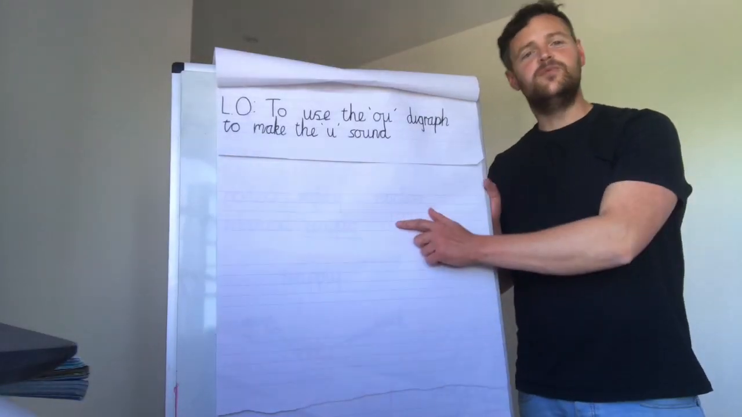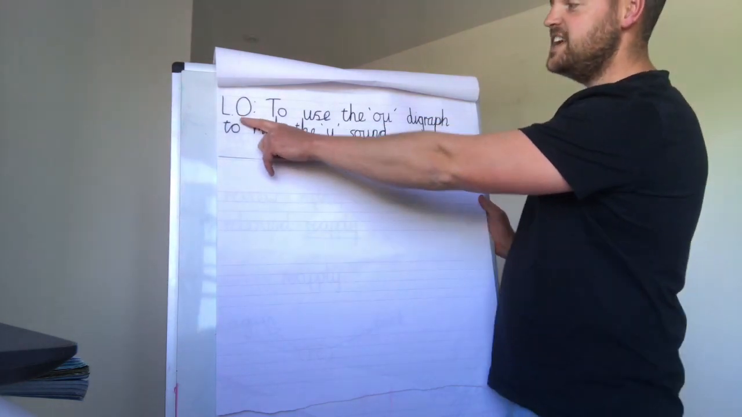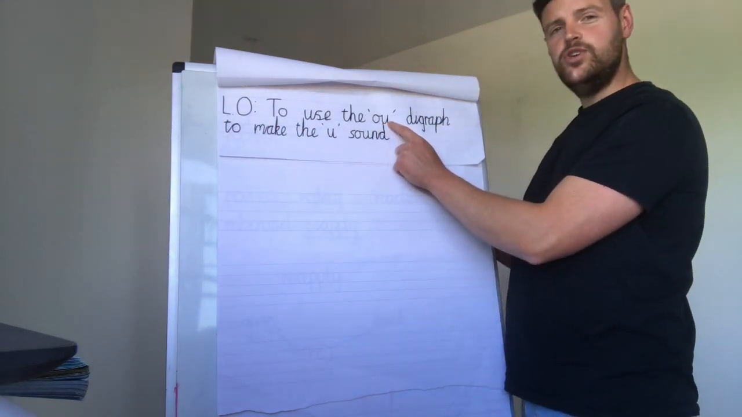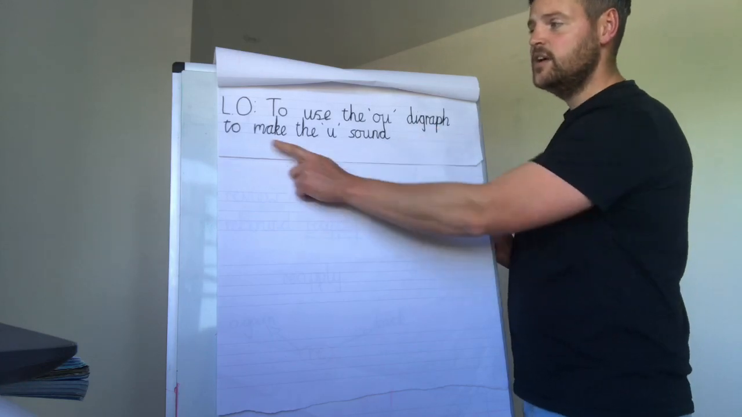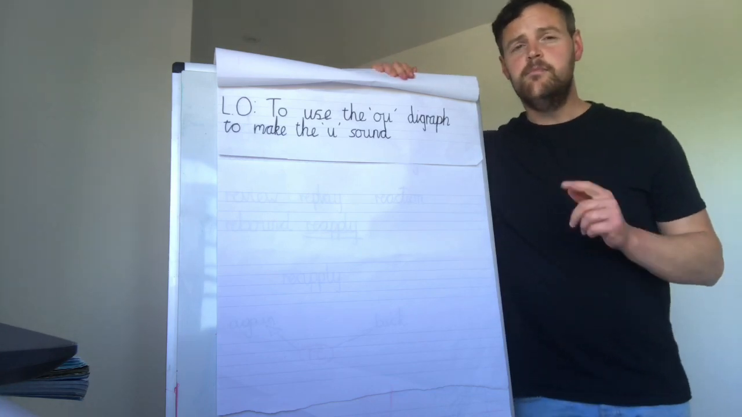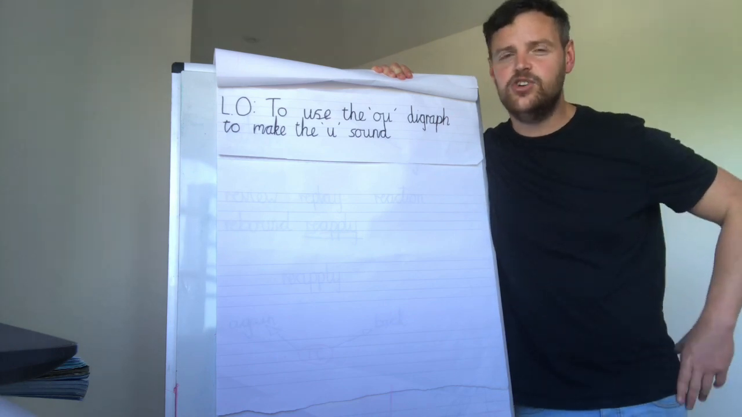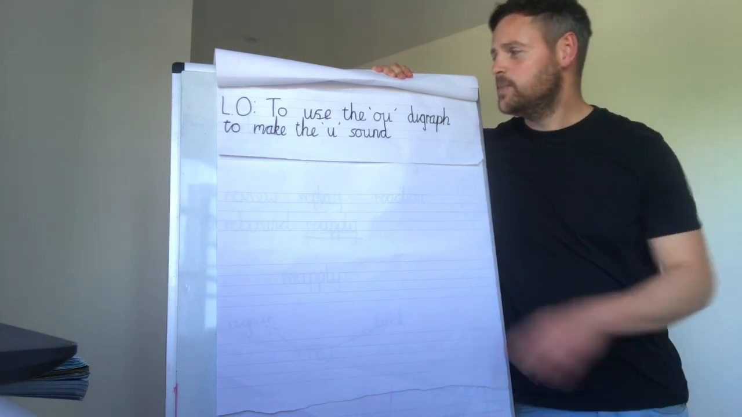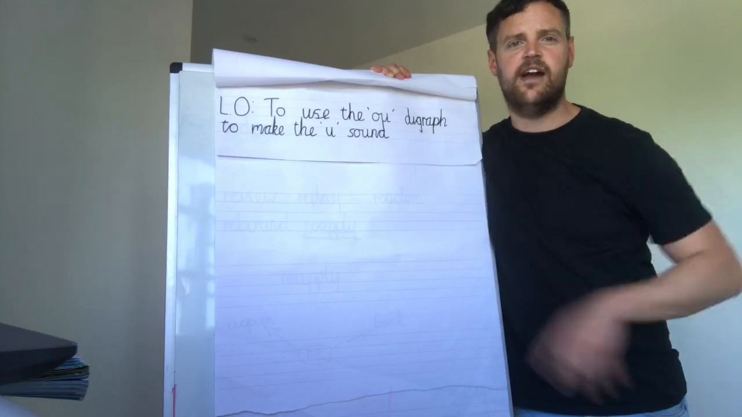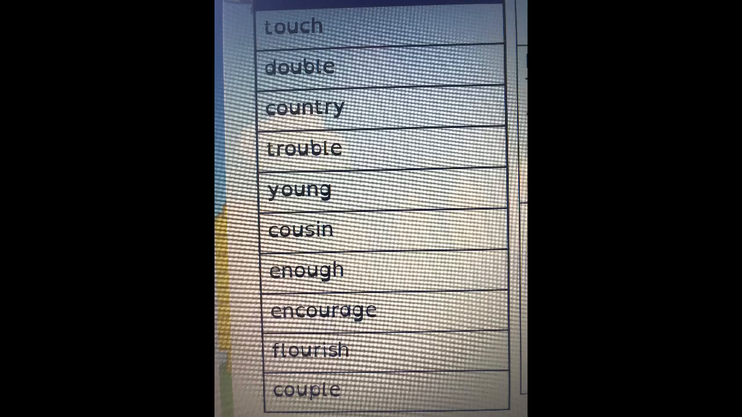Okay, so now I'm going to reveal to you what our learning objective for today is. Our learning objective is to use the OU digraph to make the sound. So you've just been listing many words that have the sound in the middle of the word. I want you to analyse your list now and think how many of them have the OU digraph in the middle of those words. Have a look now. Did you get any of these words, Year 3?